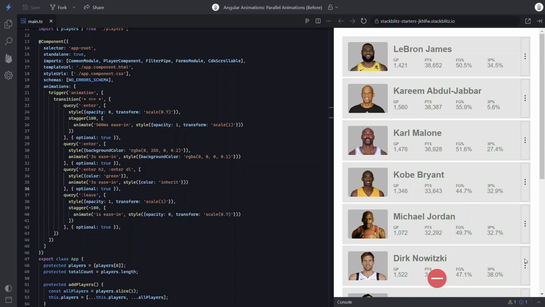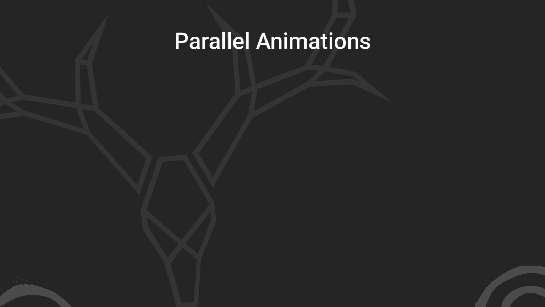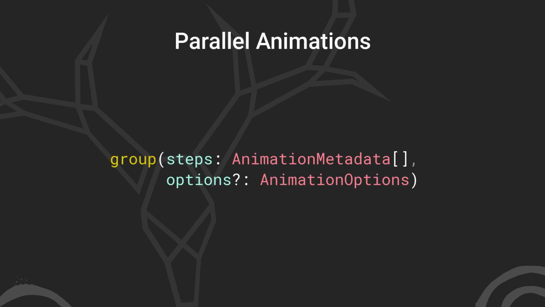into play. To set up animation steps to run at the same time, it's actually pretty easy. We can use the animation group function. This function expects an array of steps consisting of animation metadata objects, which is what we're used to with many of the other animation functions. Animation options can optionally be passed where needed, but we won't need these in this demo.